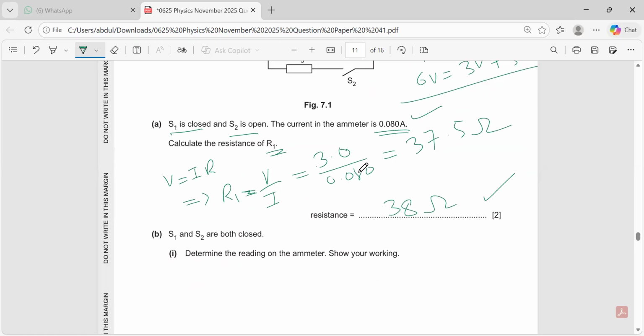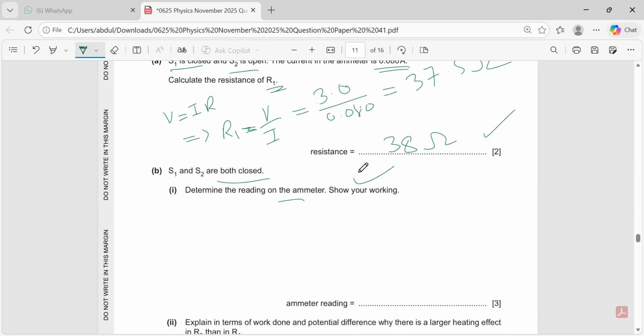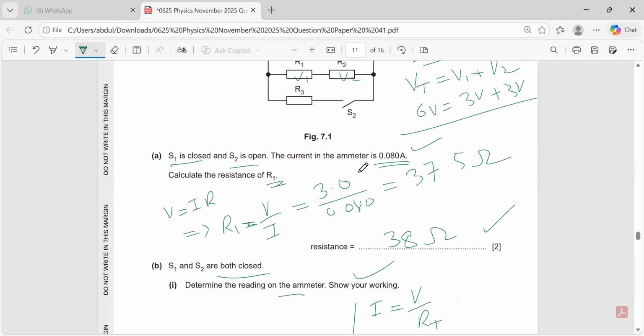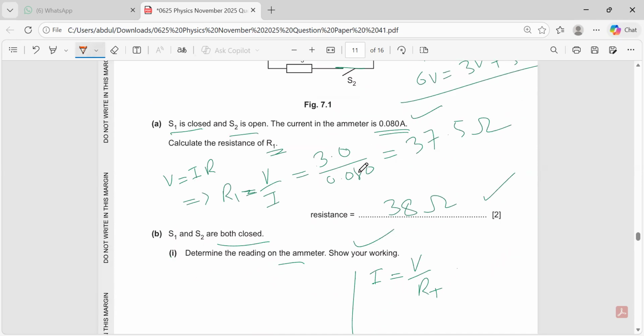Now S1 and S2 both are closed. Calculate the reading on the ammeter, show your working. You know, ammeter reading means we need to get the current. So current I is equal to V over R total. Now first, please be attentive here. R total. So my dear friends, S2 is also closed. Now R total, what to do? R1 plus R2. First of all, I will calculate the total resistance in series.